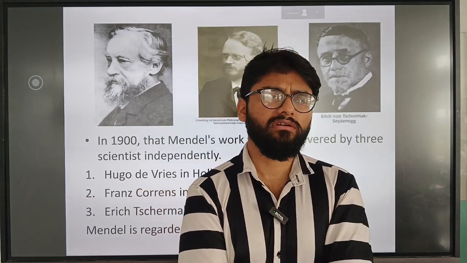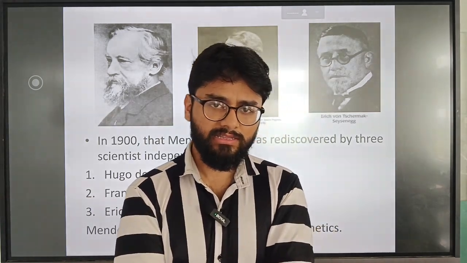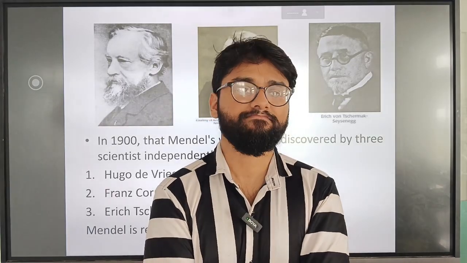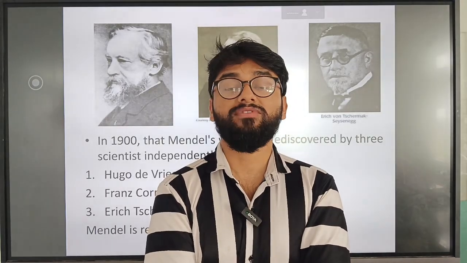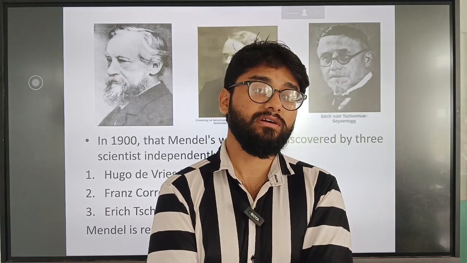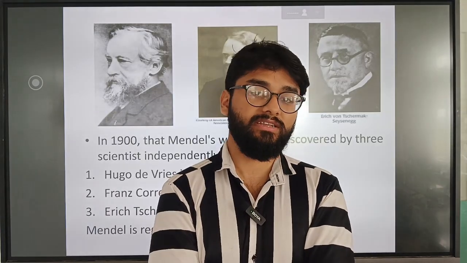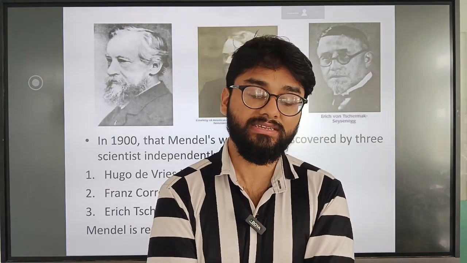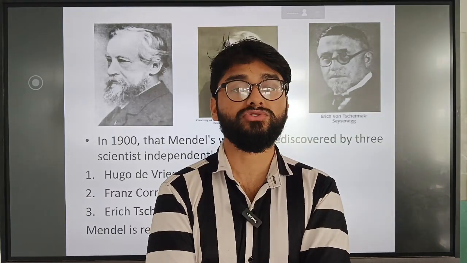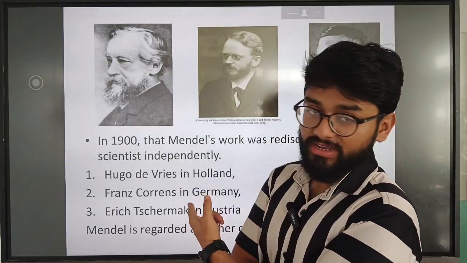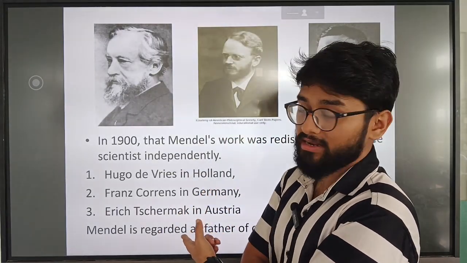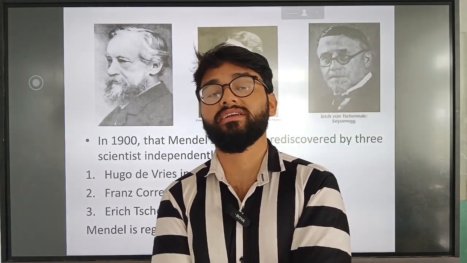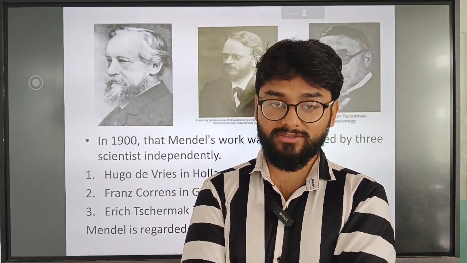But afterwards, in the early 1900s, three scientists came upon Mendel's paper again, and in that paper they found answers which would unlock the entirety of genetics itself. The contribution of the rediscovery of Mendel's papers goes to Hugo de Vries, Franz Correns, and Erich von Tschermak. These are the three scientists credited with the rediscovery of Mendel's paper.